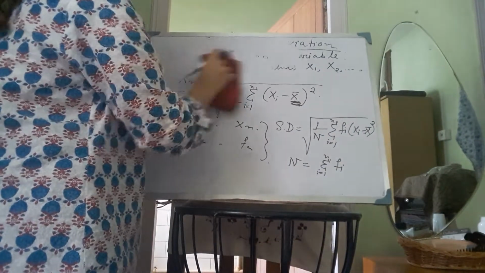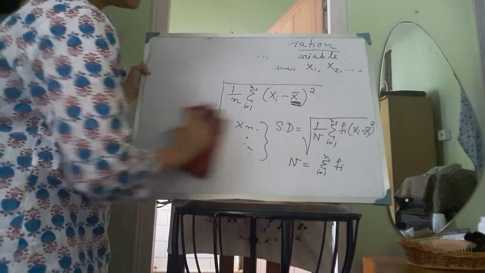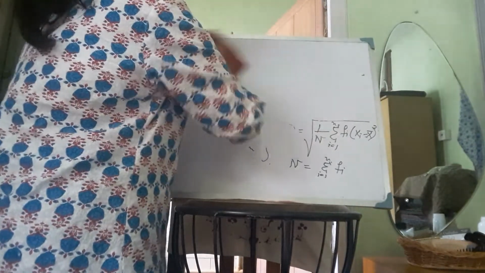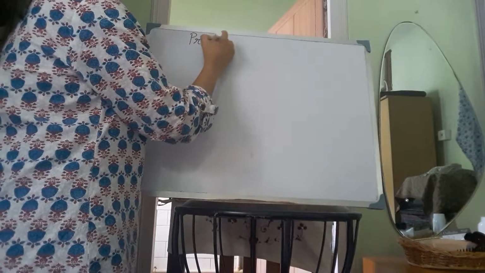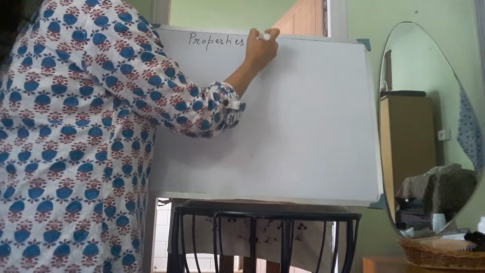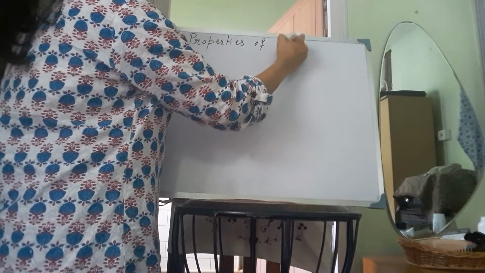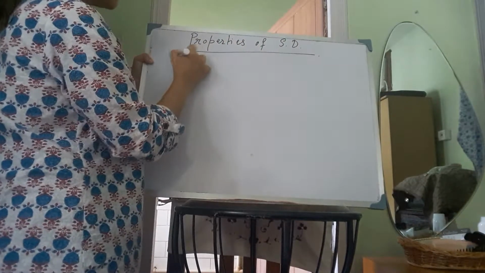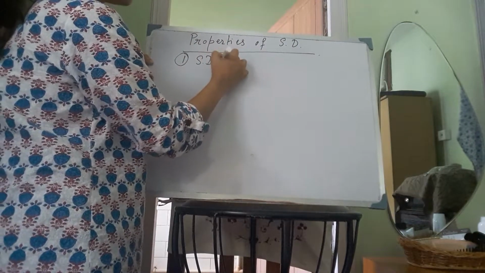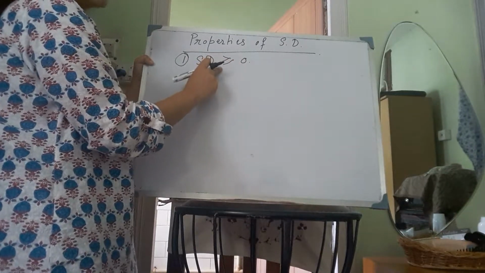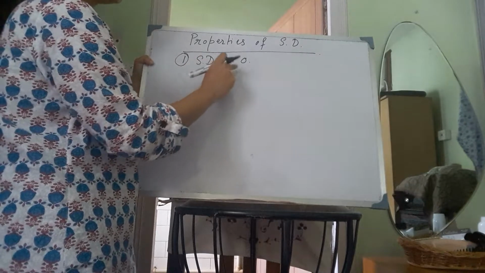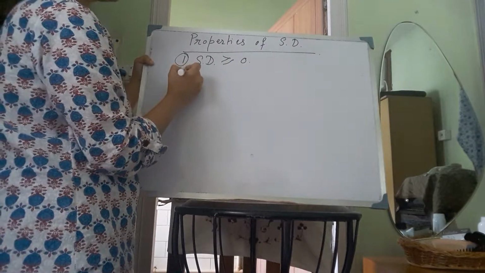Now capital N is summation of fi, that is the sum of the frequencies, where i is from 1 to n. In both cases, we are considering an expression within the root, and that is why standard deviation can never be negative. So we consider properties of standard deviation. The first property is that standard deviation is always greater than or equal to 0. It can be 0, but it cannot be negative. That is the first property of the standard deviation.